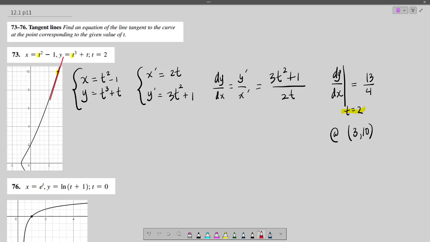If we want the equation of the tangent line, we're going to do y minus y0 equals m times x minus x0, point-slope form. It's the easiest way to find the equation of that line. So the point we now know is 3 comma 10, so it's going to be y minus 10 equals the slope, which is 13 divided by 4, multiplied by x minus 3.